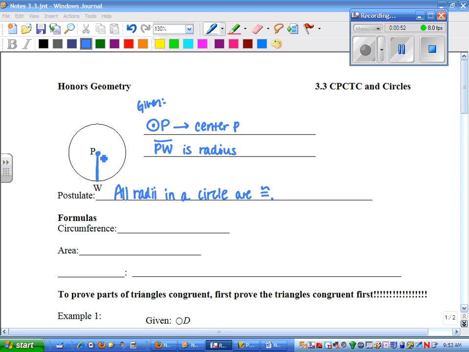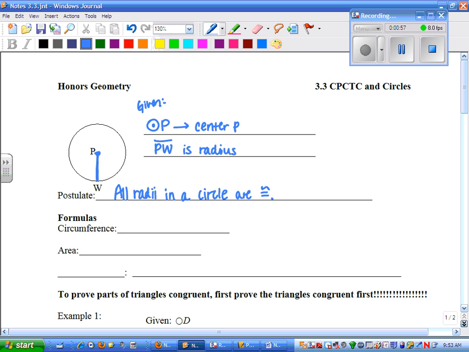If we have a picture like this, and we have a triangle formed here, we know that these two, PS and PT, will be congruent because those are both radii. We can pull that from the diagram because this is given in our proof.